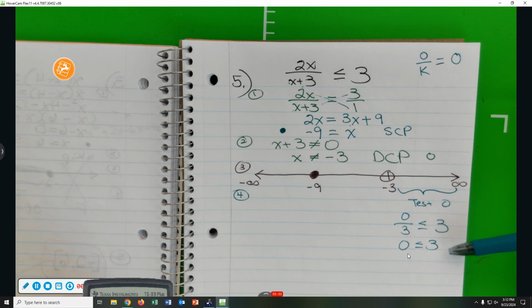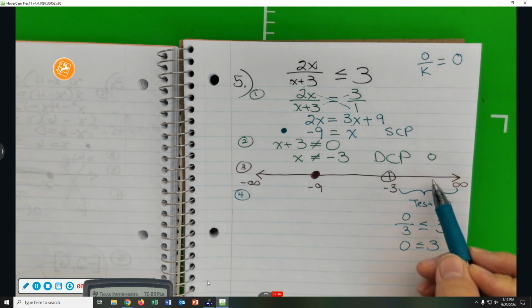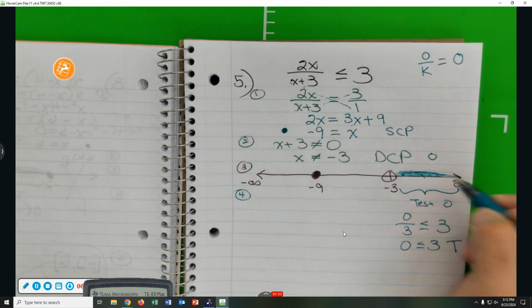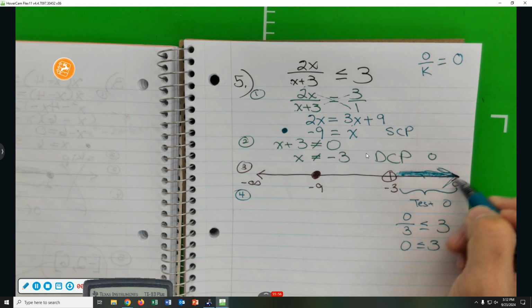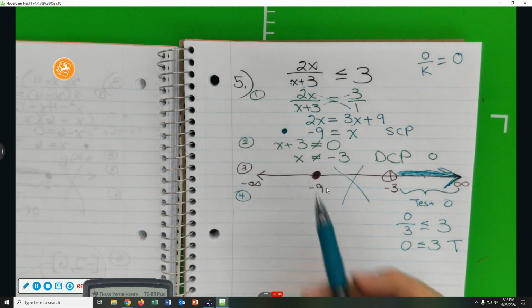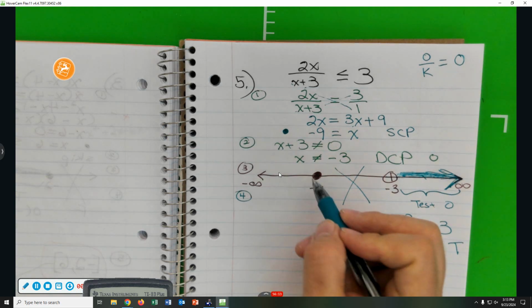True or false? 0 is less than 3. True or false? It's not equal, but is it less than? Yes, it's true. So what are we going to do? Shade or cross out? Shade. What about between negative 9 and negative 3? Shade or cross out? What about to the left of negative 9? Suppose we tested negative 10 or negative 12. Would it be true or false? True, so we shade.